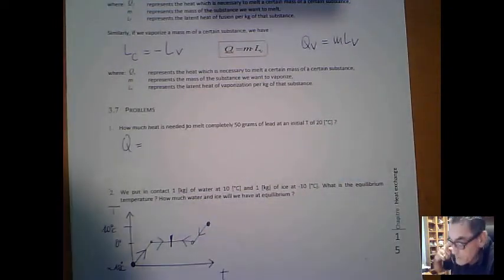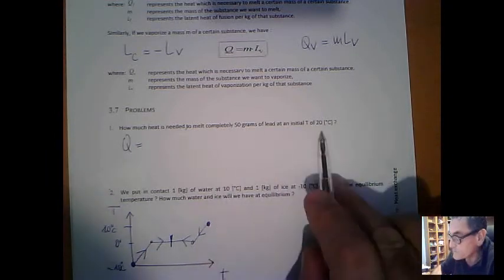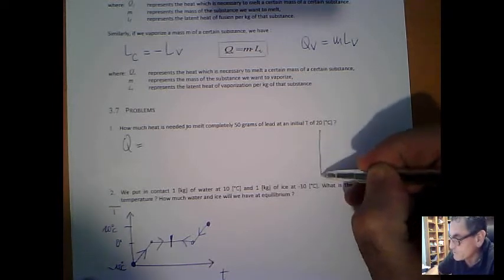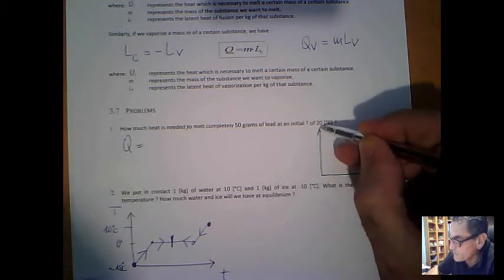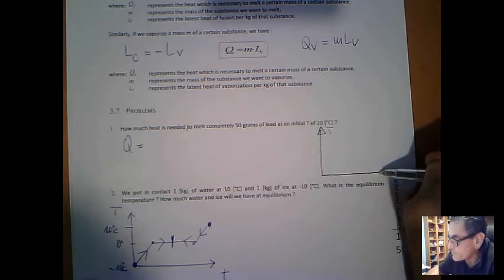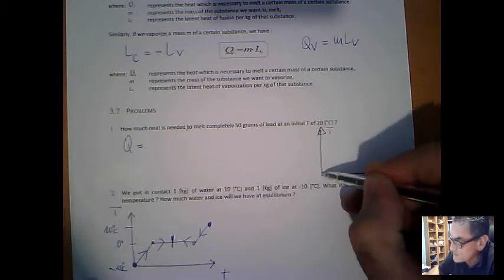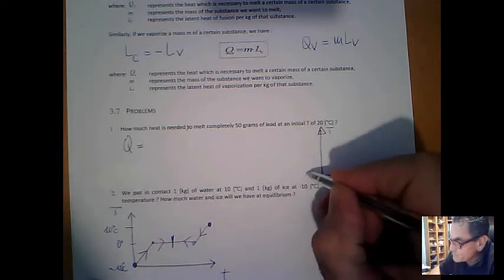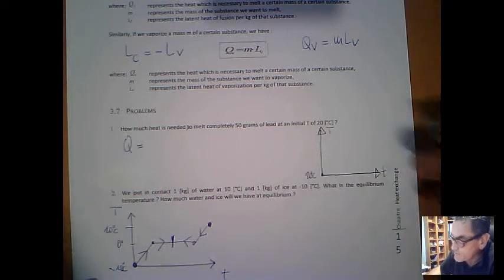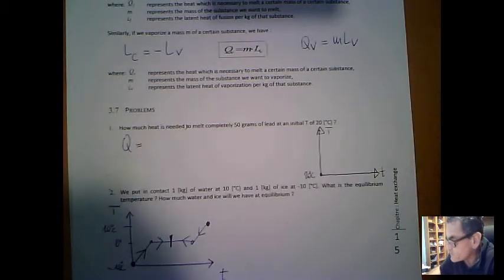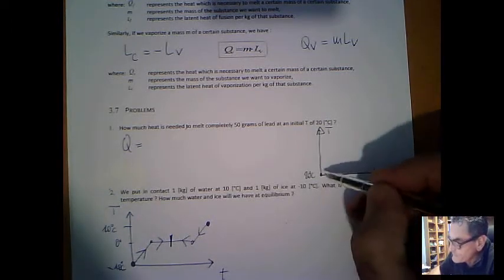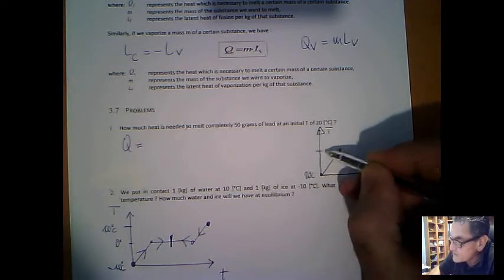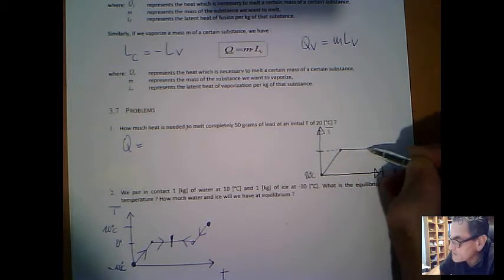You want to melt completely 50 grams of lead, and the lead is initially at 20 degrees. So let's do a small diagram. I find it useful to do a small diagram for this kind of case. You start with lead at 20 degrees. So lead at 20 degrees is solid, as you probably know. And then we need to know until which temperature we must heat the lead so that it starts melting.